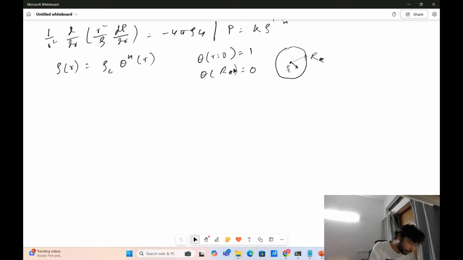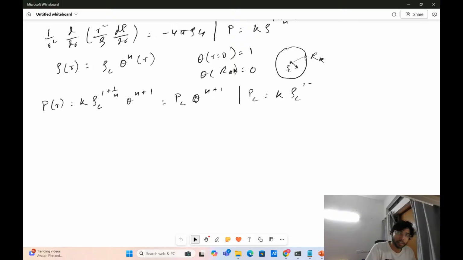Now, using the polytropic equation of state, P equals k rho to the power of gamma, we can write it down simply like this. We can also write it as Pc theta to the power of n plus 1, where Pc is given as k rho c to the power 1 plus 1 by n. Pc is nothing but the pressure at the center. Just like the density at the center, we have the pressure at the center.